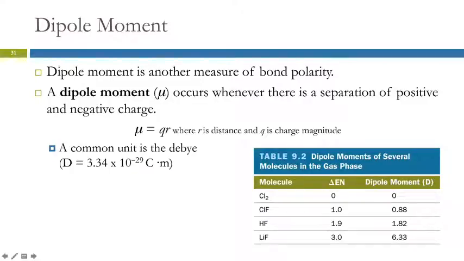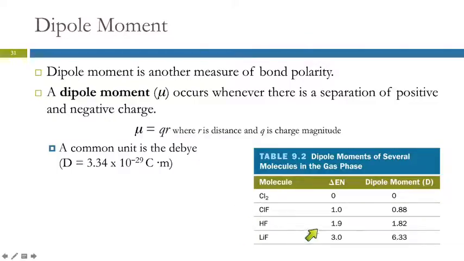Dipole moment has a weird unit, the debye. This is different than Dubai, cool city. This is debye, and it's actually a coulomb meter. Coulomb is a unit of charge, meter is a unit of distance. So I'm not going to test you on that.